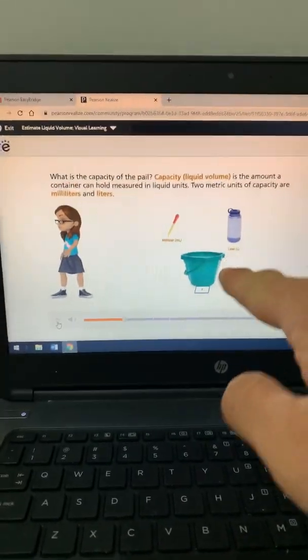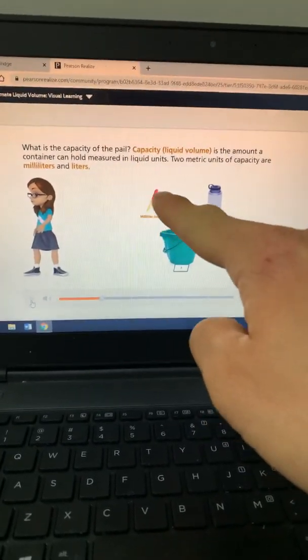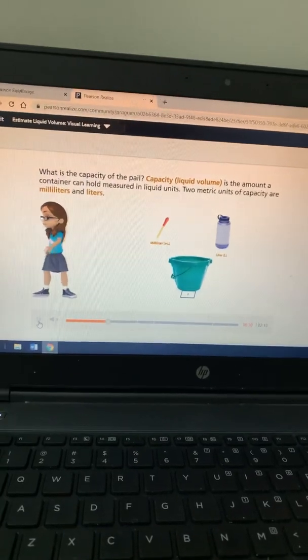All right. Think about this. What do you think is going to fill this one up quicker, a liter or a milliliter? That's my question for you.